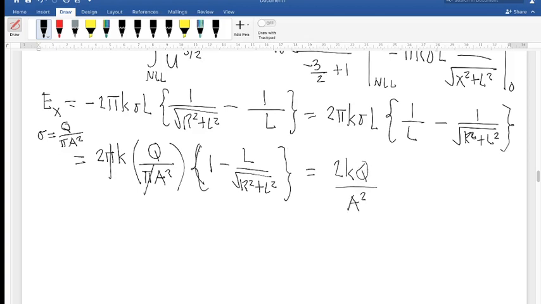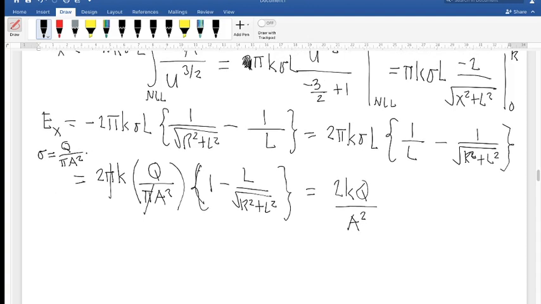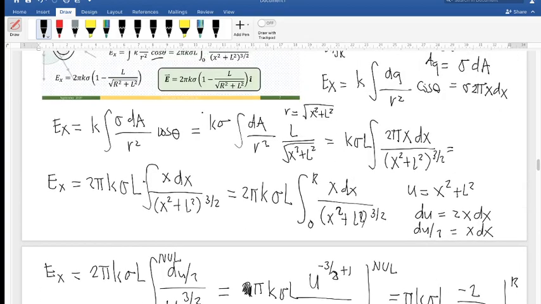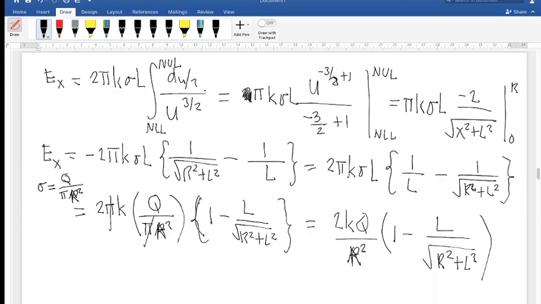Is it a squared? What is the total radius? R, so that is R, hindi siya a. So the total radius is R, so R. Then we have here 1 minus L over the square root of R squared plus L squared. Okay, so you can stop in this expression, or pwede put kaning expression. Anyway, they are just the same.